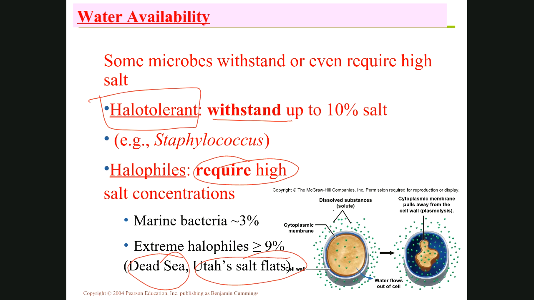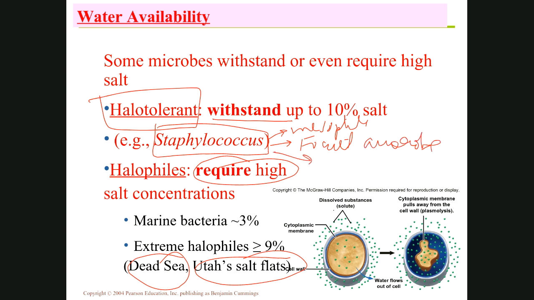Important, the genus is Staphylococcus: mesophile, facultative anaerobe, halotolerant. The fact that it's a mesophile tells you immediately it's an opportunistic pathogen.